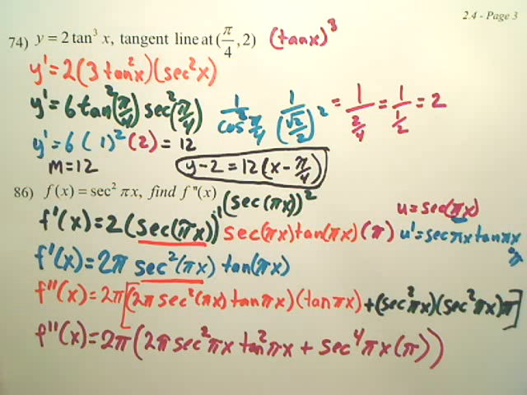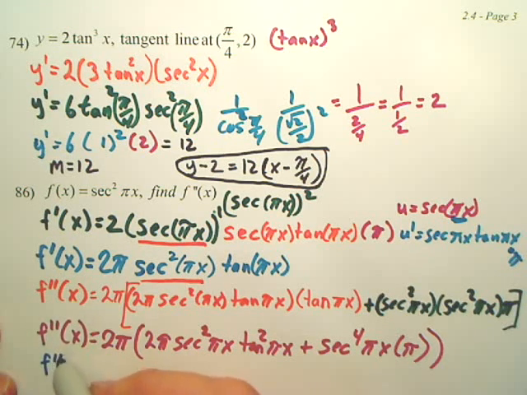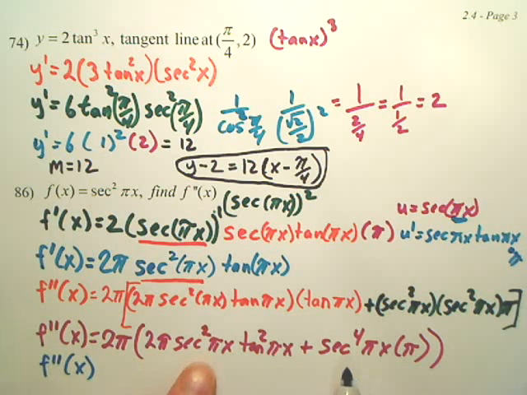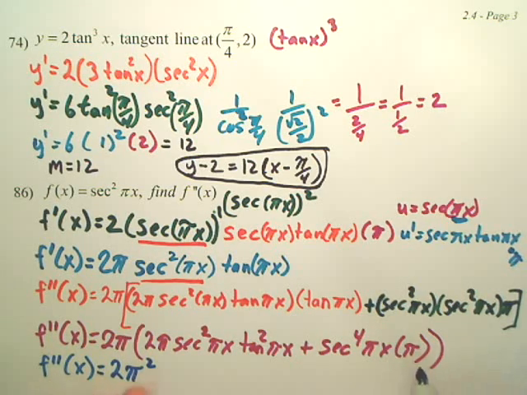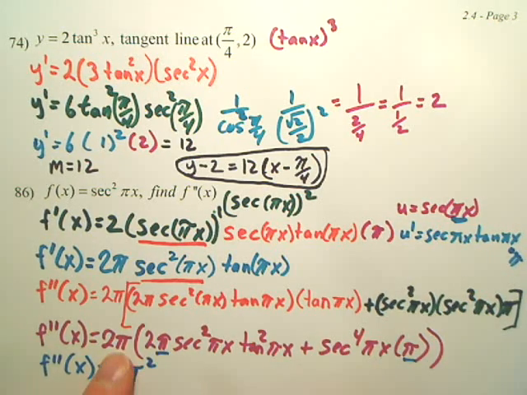Any GCFs? It looks like for both of these, don't I have a pi and don't I actually have a secant squared? So can I bring out the pi and multiply it by this pi? So I have 2 pi squared. I can bring a pi out of both of these, bring it out, multiply that pi. Don't I also have a secant squared in both of these? And then what's left?